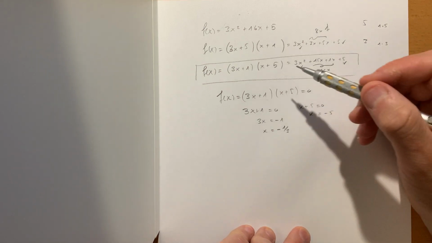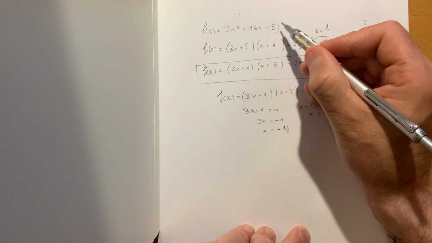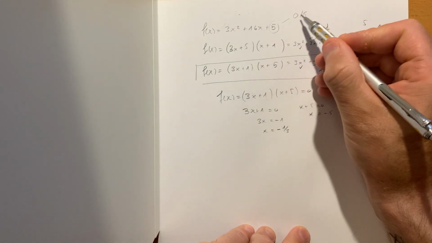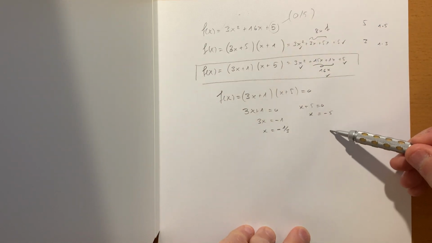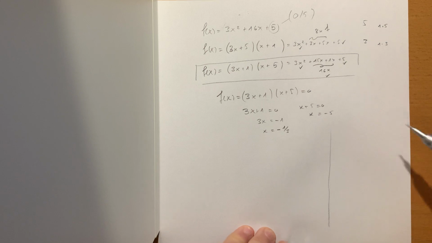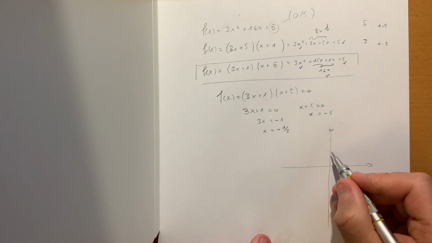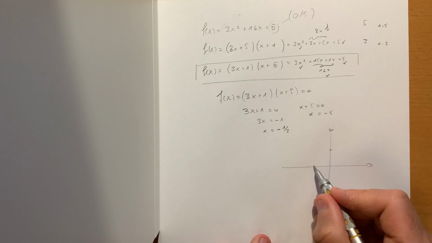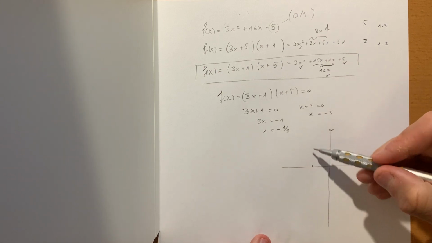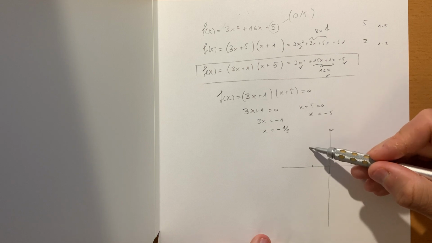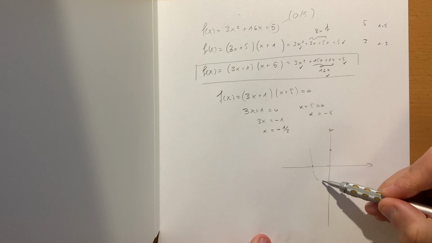So now you also know the y-intercept, obviously. The y-intercept is (0, 5). So you could already draw your graph, sketch your graph. So it would probably look somewhat like this. Let's say this is 5, this is minus 5, and this is a third. So your graph would probably look somewhat like this.